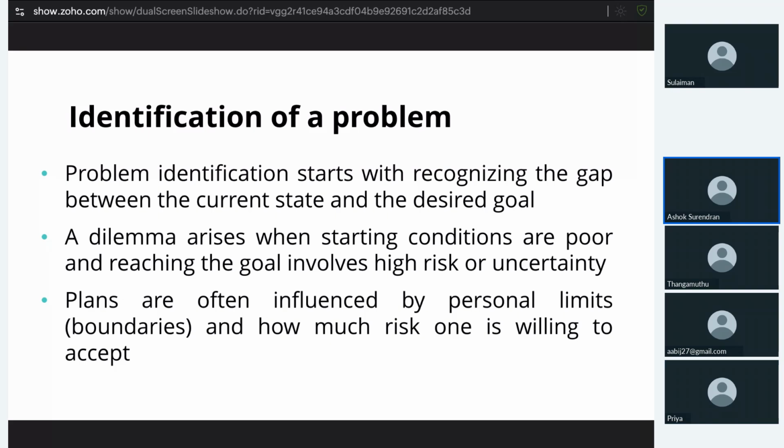So the identification of problem is the first part. In the example which we were discussing, let's assume a student who scores 40% in the exam and wants to get above. So the current state is somewhere around 40%, where the student has just passed, but the student wants to score till 80%.